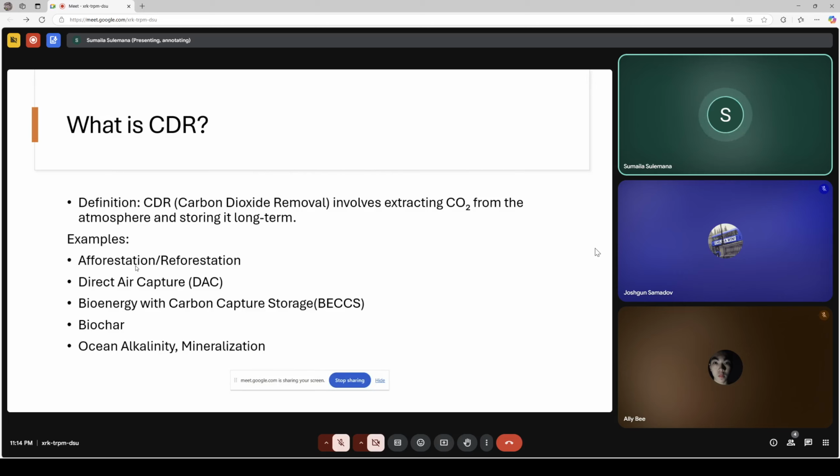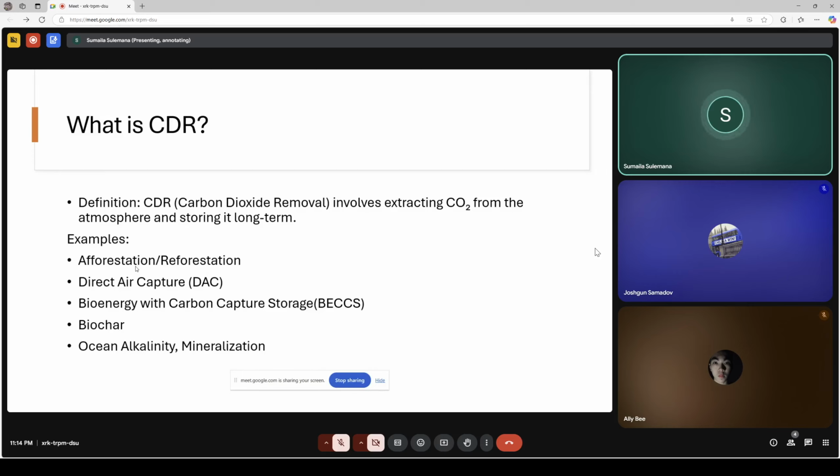Bioenergy with carbon capture and storage, popularly known as BECCS, is trying to use biomass to produce energy, and the CO2 that has been produced by that is captured and stored within or beneath the subsurface, or utilized in an industry for a byproduct or a product.